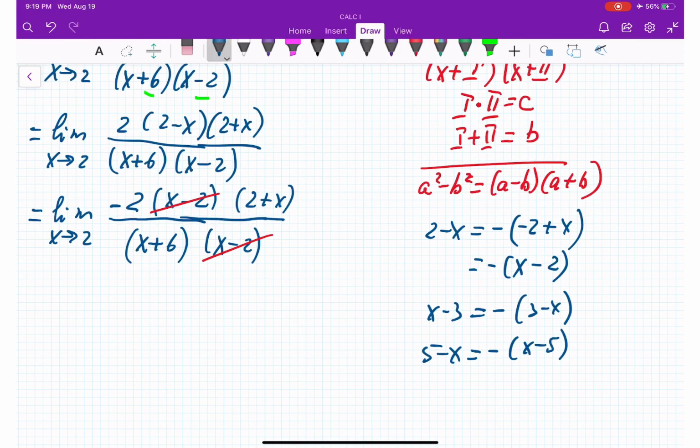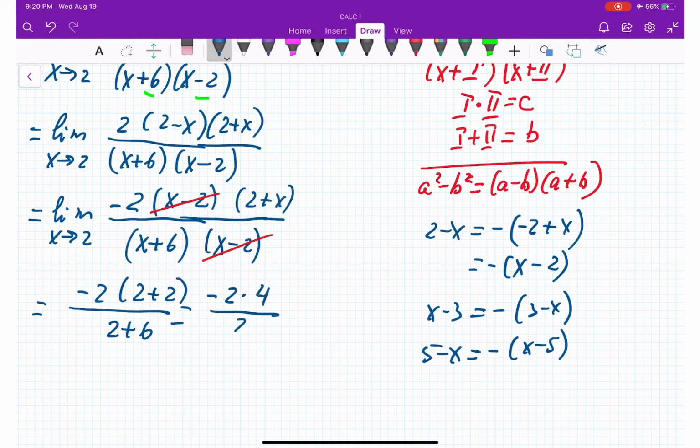Now, since we have addition everywhere, we can with a clean conscience plug in this value of the limit, negative 2 times 2 plus 2, and in the denominator 2 plus 6. And what do we get here? We are going to get negative 2 times 4 divided by 8. Okay, so 4 and 8 is going to be 1. This is going to be 2. And then I'm canceling this 2 with this 2. So the negative is going to survive, and the answer is going to be negative 1, because everything else canceled each other.